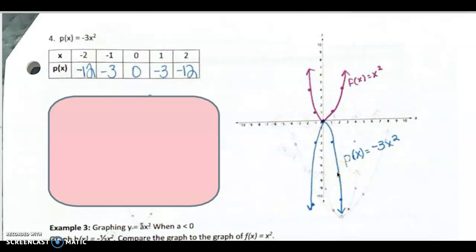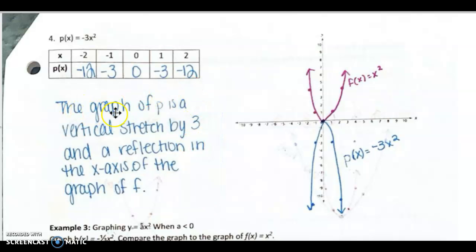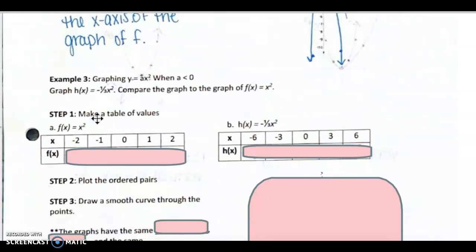So the negative is what sent it over the x-axis. So it's a reflection. And this 3, if we look at our graph, it looks skinnier than before. So it's going to be a vertical stretch by 3. So when we go to write this, we can say that it's a vertical stretch by 3 and a reflection over the x-axis. Okay, and you don't have to write all of this, just put vertical stretch by 3, reflection over the x-axis. That's all you have to do.